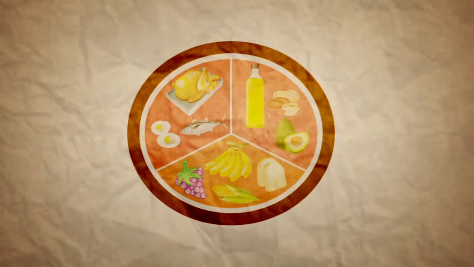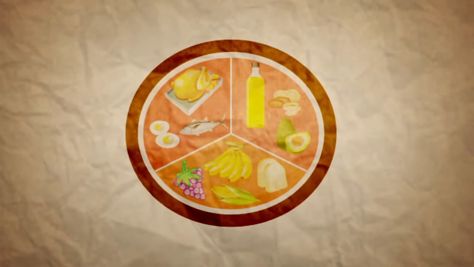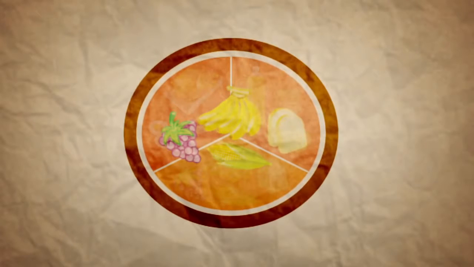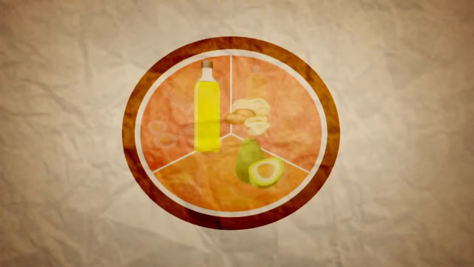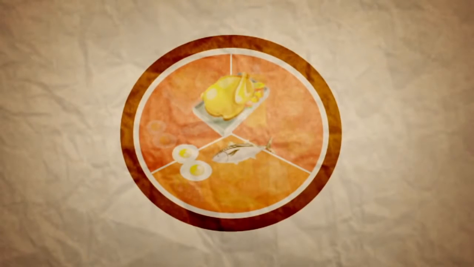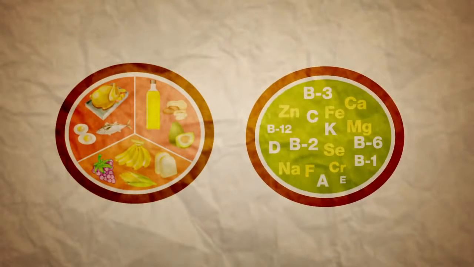Firstly, there is protein energy malnutrition, which results from a diet lacking all major macronutrients, such as carbohydrates, fats, and proteins. Secondly, there is nutrient malnutrition caused by a diet lacking essential vitamins and minerals.